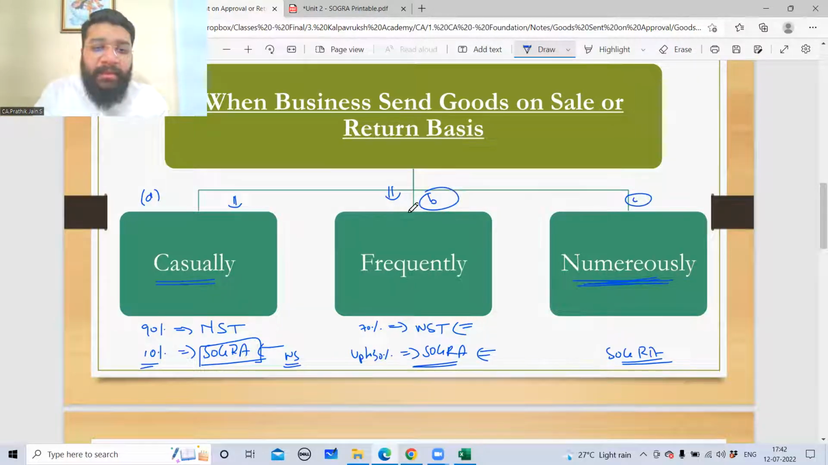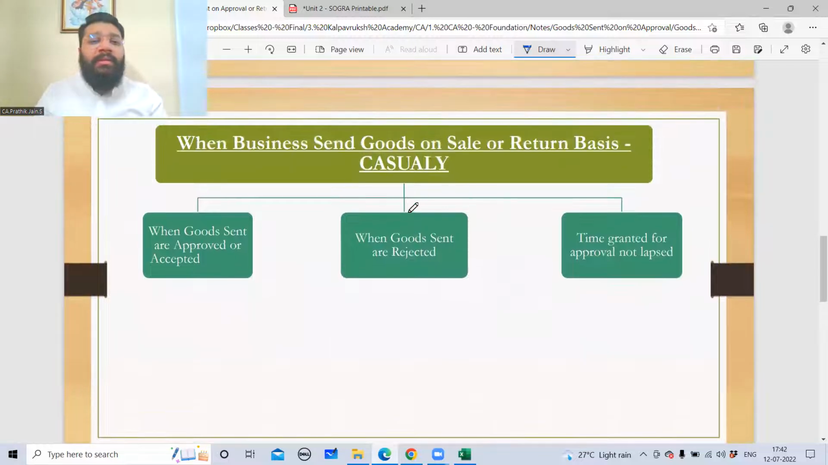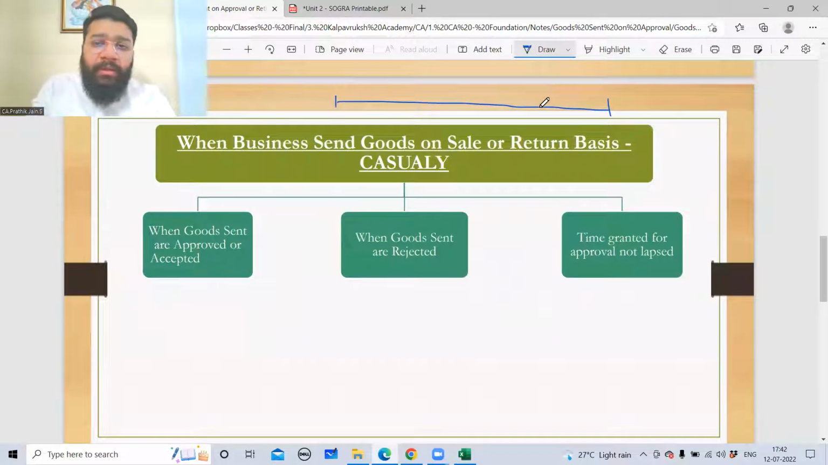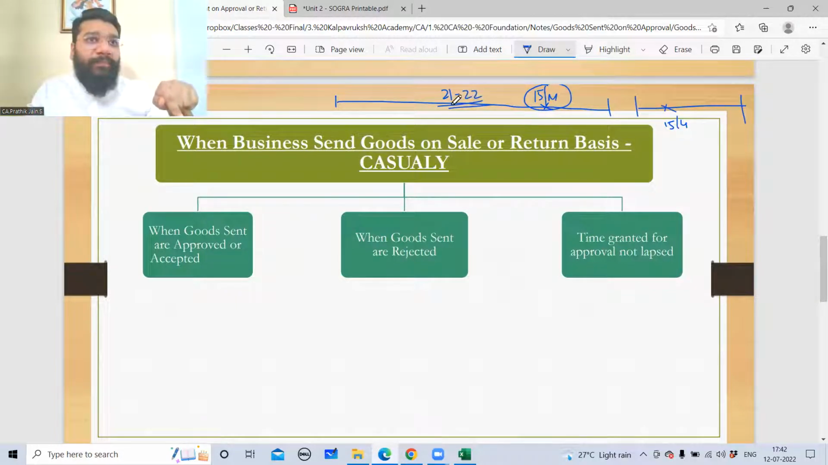Am I clear? In the casual transaction, what happens, guys? There are 3 probabilities. Once the goods are sent, for example, this is the time period, okay? We have sent the goods on 15th of March, and we have given the customer the opportunity to return the goods after 1 month. So please tell me, 1 month will expire on which day? 15th of April. So on 15th of March, that is in the 21-22 financial year, you have sent the goods, and till 22-23 the time has been given for approval.